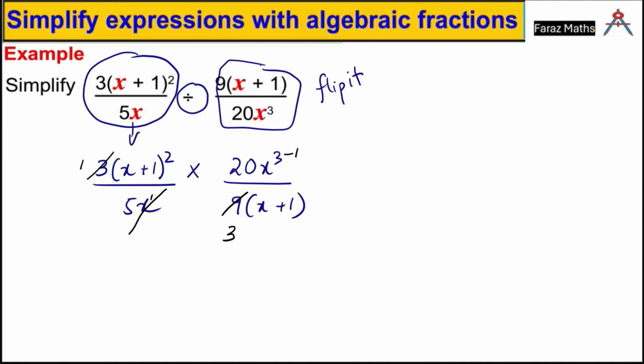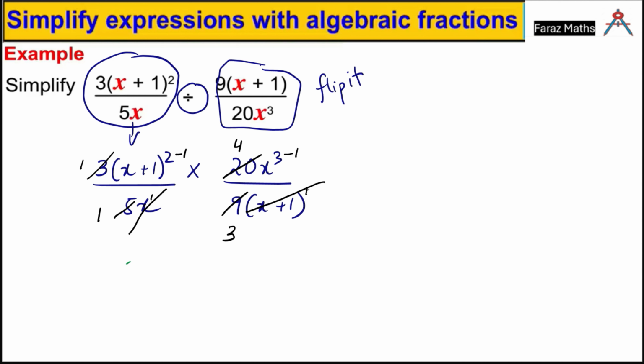Here we have x plus 1 power 1, so you cancel it completely. And how many powers did we cancel here? Only power 1, so you subtract 1 from there. And we know this already: 5 ones are 5, 5 fours are 20.